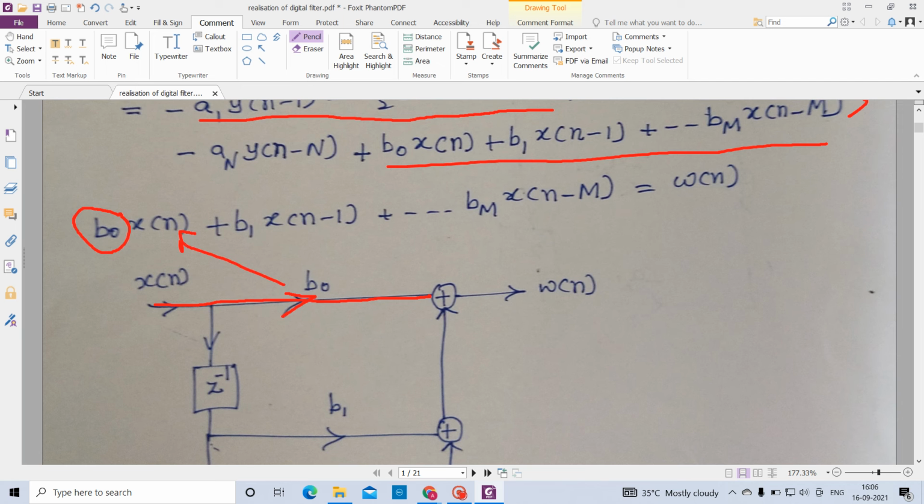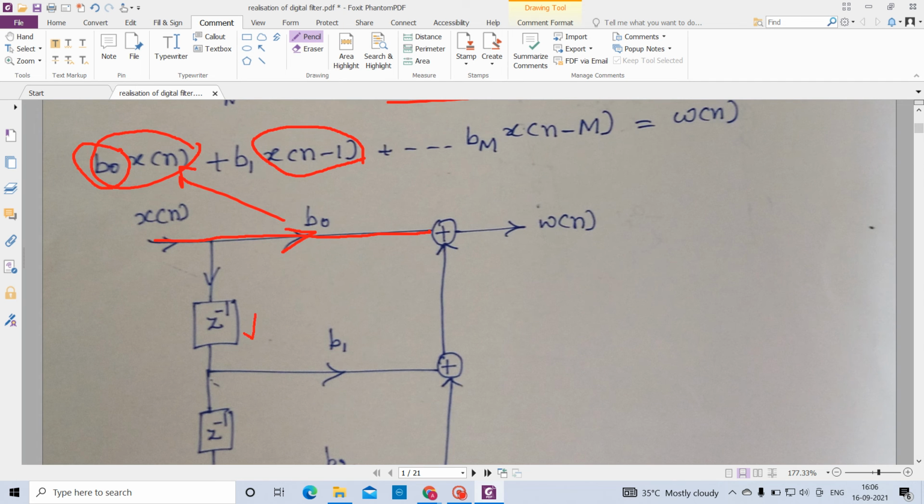This term is added with b1 multiplied with x of n minus 1. How do we represent this x of n minus 1? We can represent it using a delay element. This is the delay element. It shows x of z multiplied with z minus 1, that is x of z minus 1. So this box represents the delay element x of n minus 1. This is multiplied with the constant coefficient b1.